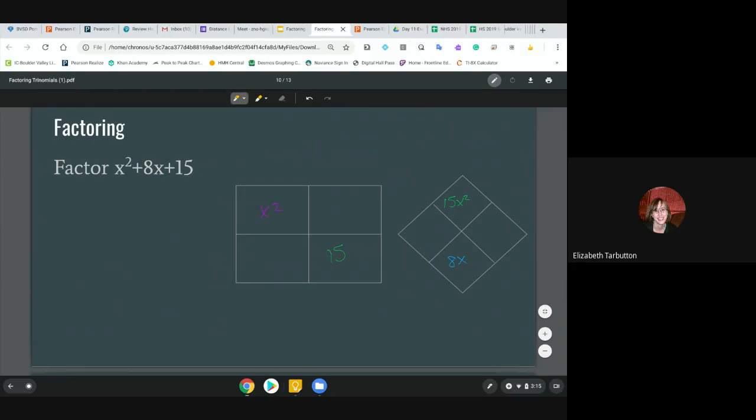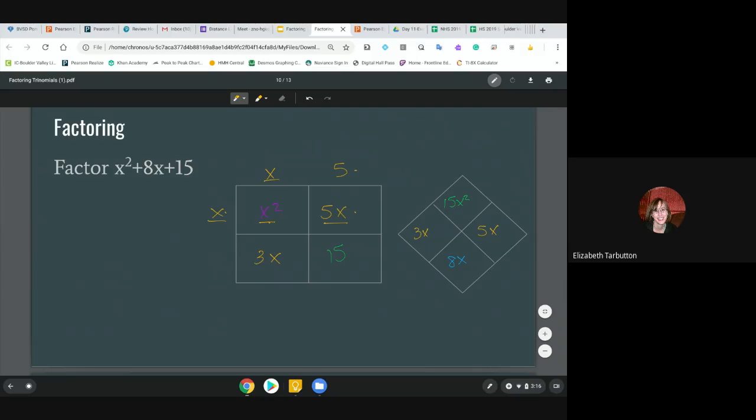And then we ask ourselves, what multiplies to 15 and adds to 8? And that's 3x and 5x. So we can put 3x and 5x in our box. The next question is, what's the GCF of x squared and 5x? Which is x. So pulling that out, we get that our factors on top are x and 5 because x times x is x squared and 5 times x is 5x.